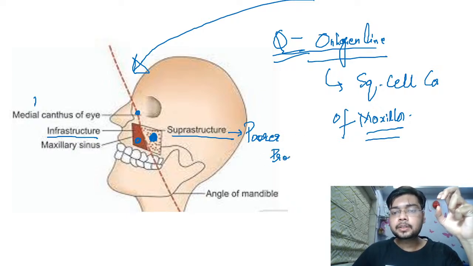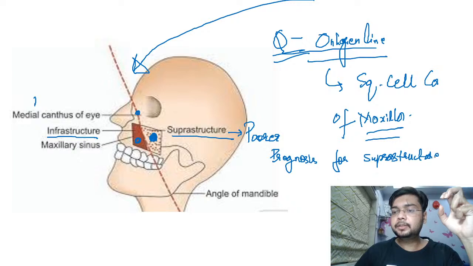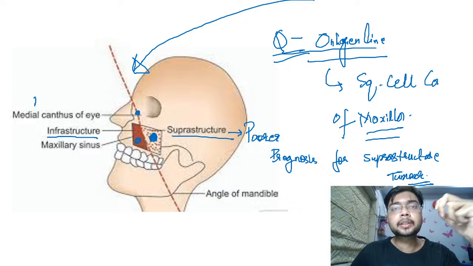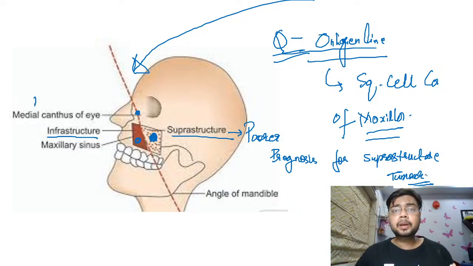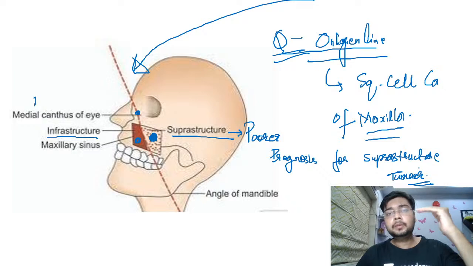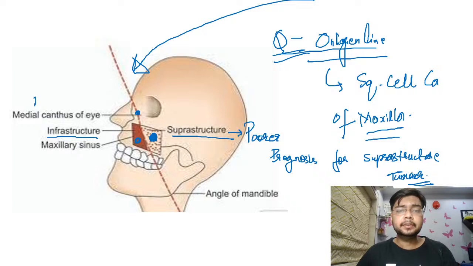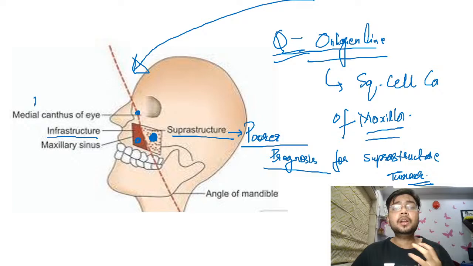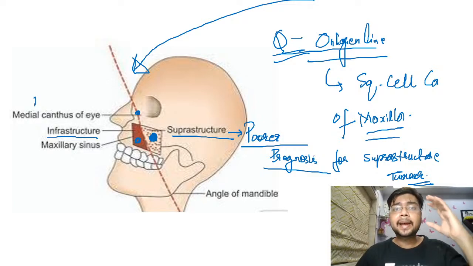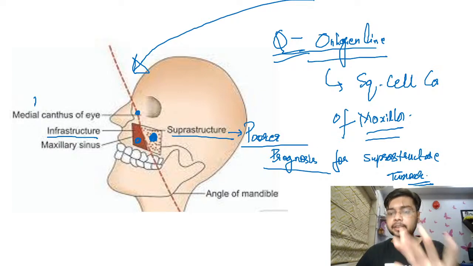So poor prognosis for suprastructure tumors. Always remember, if you remember the concept, you will never make a mistake about which has poor prognosis. The suprastructure tumors are closer to the orbit, the cranial cavity and the cranial nerves, and that is why they have a poor prognosis even after surgery, while infrastructure tumors of the maxillary sinus have a better prognosis compared to the suprastructure ones, right? So this is the basis.